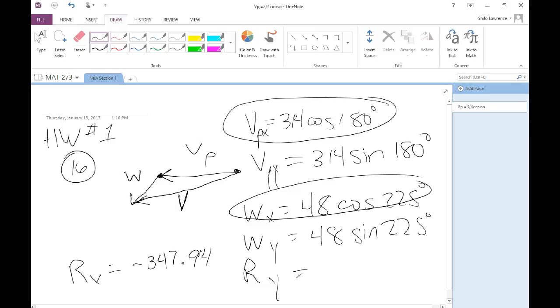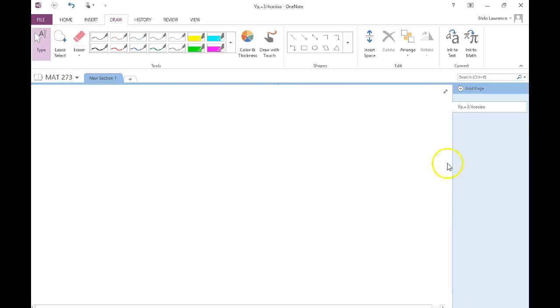And then the exact same thing for the y's, 314 sine 180 plus 48 sine 225. We can add them together because they're both y components. They're both pointing vertically. I get negative 33.94. So both components are negative. That's because the direction of the plane is going to be into quadrant 3. And in quadrant 3, our coordinates are both negative. You need to be careful when you do your angle, because your angle is not going to come out as a quadrant 3 angle.